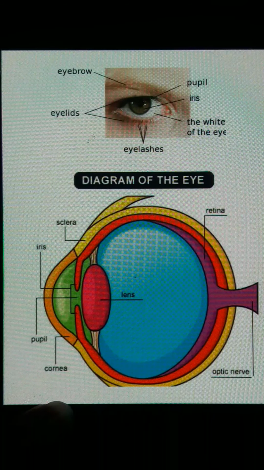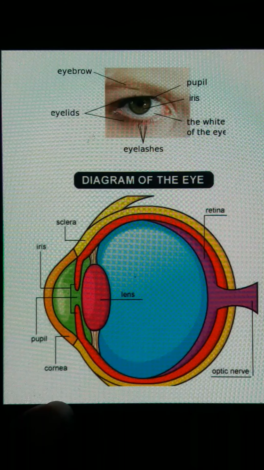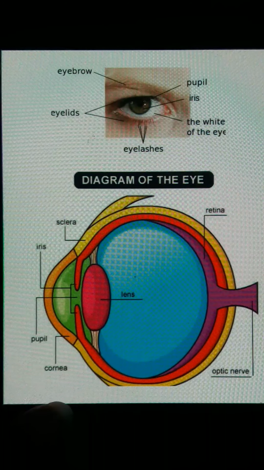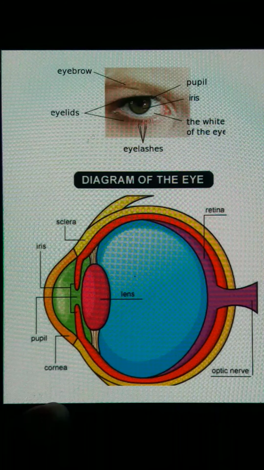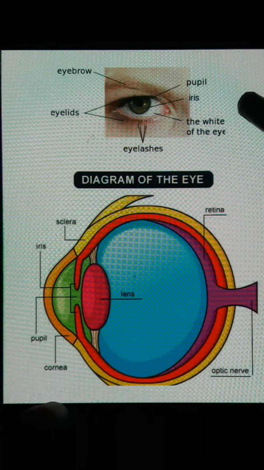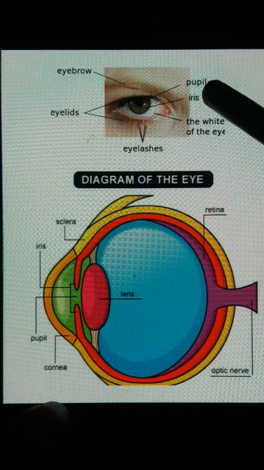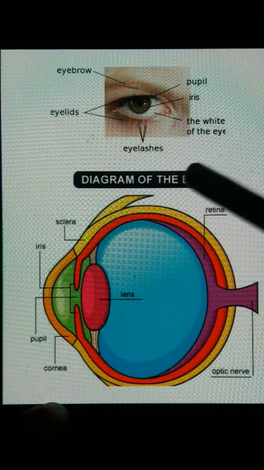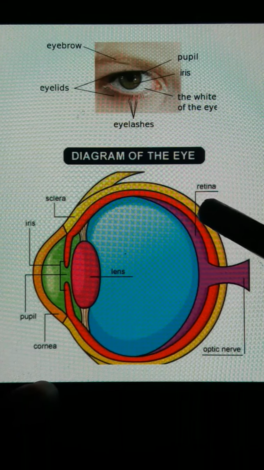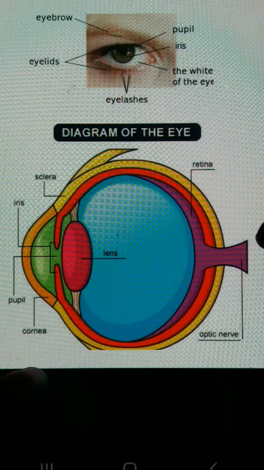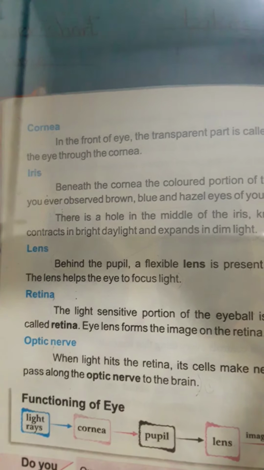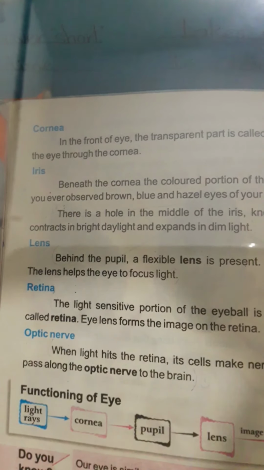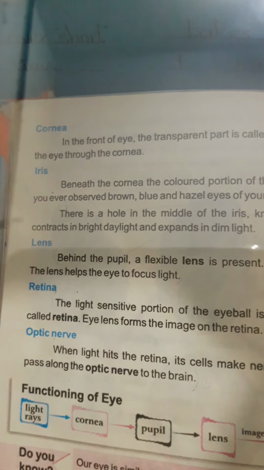As we all know, the eye is a sense organ for the sense of sight. Then we studied the different parts of the outer eye, like eyebrow, eyelid, pupil, iris, the white of the eye, and eyelashes. Then we studied the diagram of the eye structure, and we discussed all its parts given on page number 18 earlier.